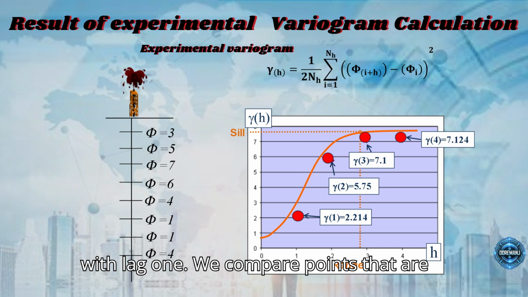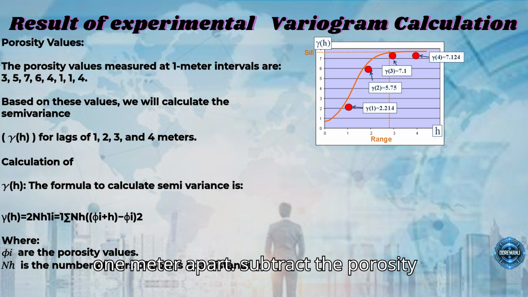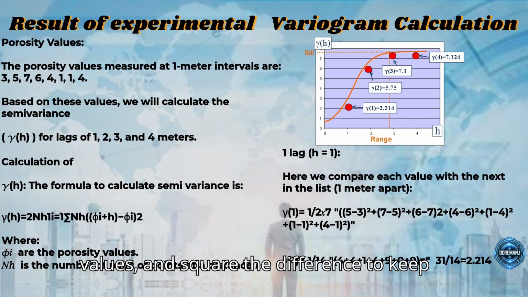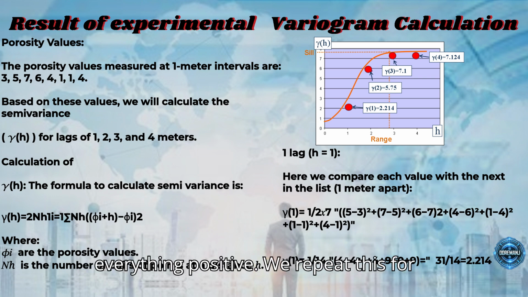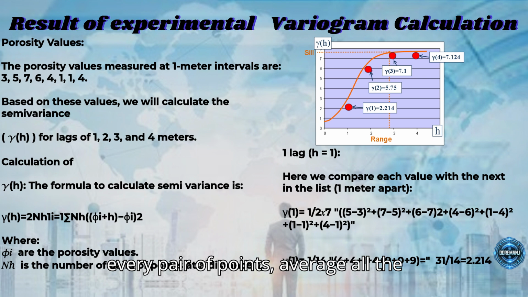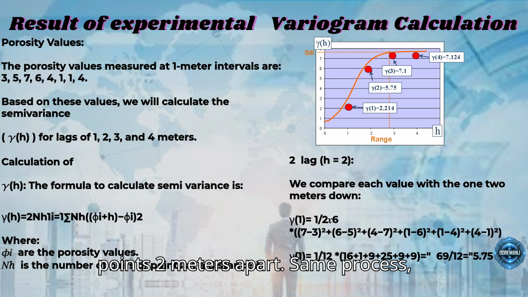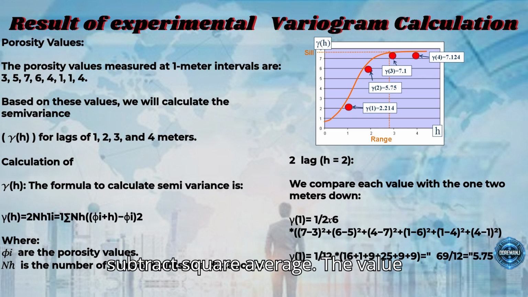We compare points that are 1 meter apart, subtract the porosity values, and square the difference to keep everything positive. We repeat this for every pair of points, average all the squared differences, and boom! For lag 1, we get a value of 2.214. Now for lag 2. Here, we compare points 2 meters apart. Same process. Subtract, square, average. The value we get is 5.75.